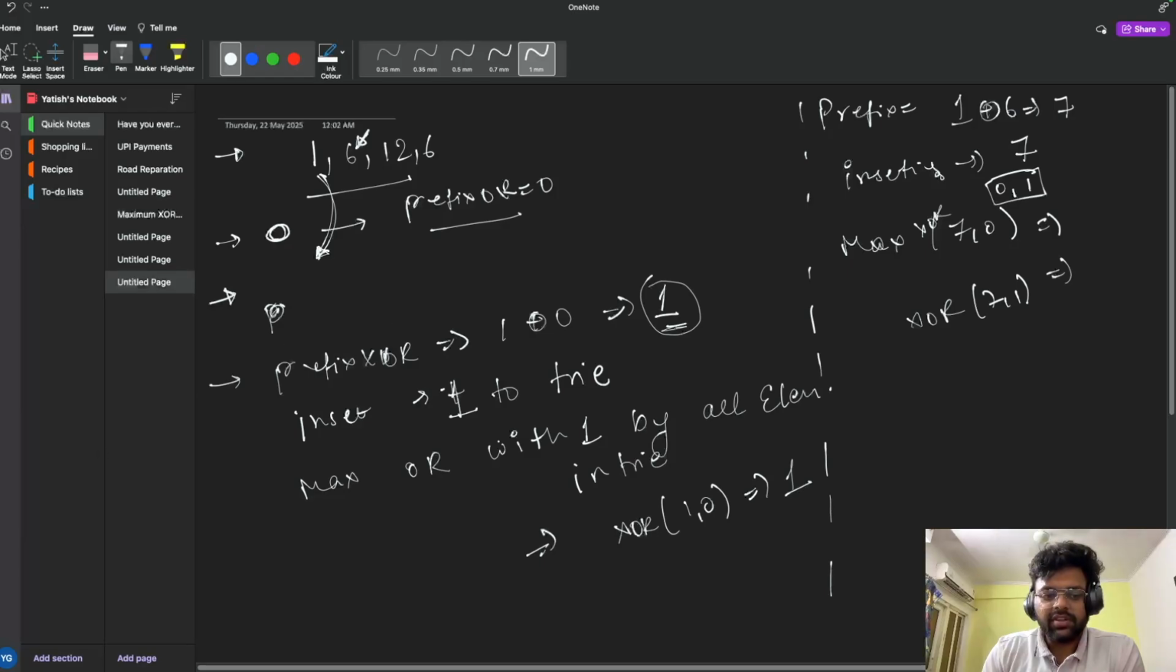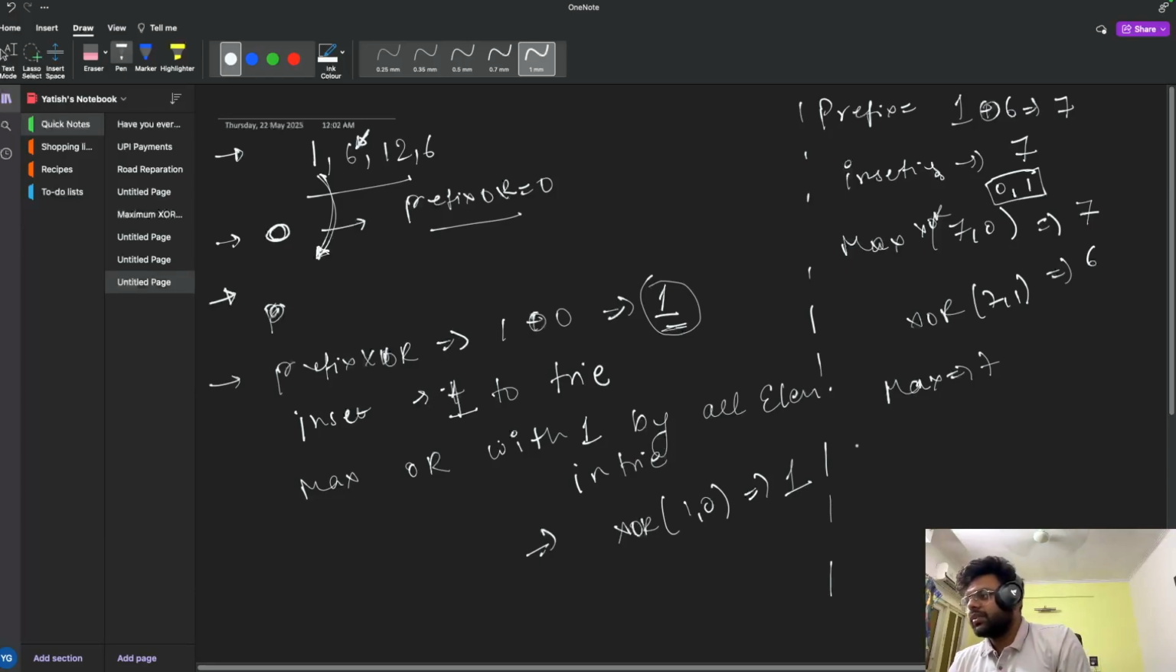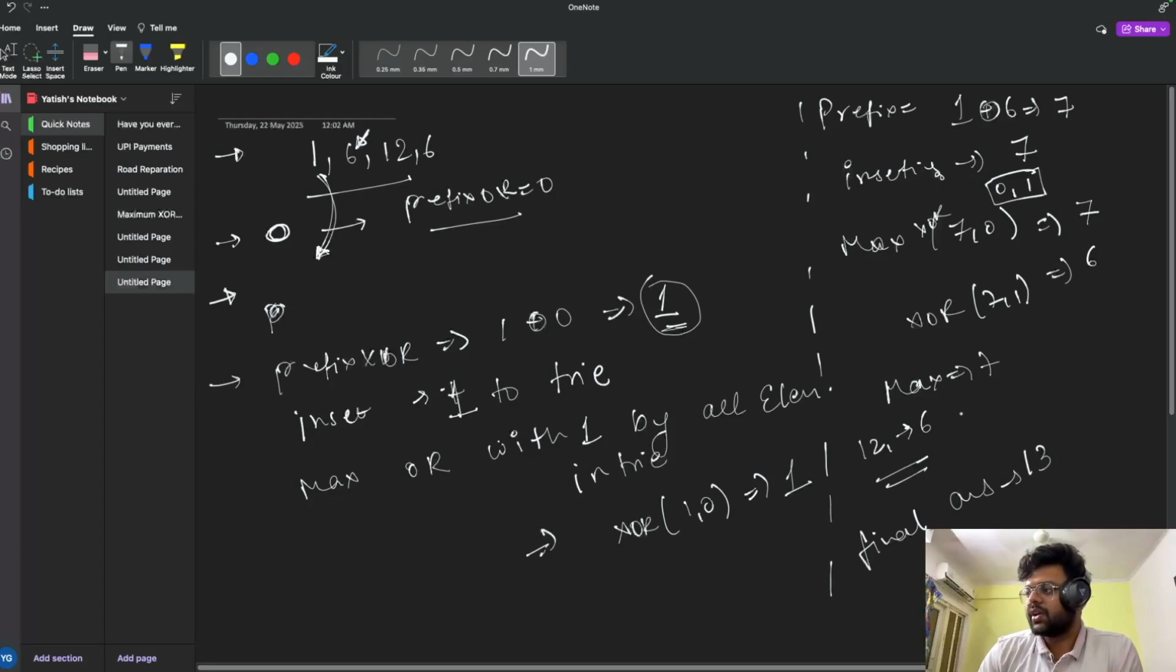Doing XOR with these both elements, for 7, 0 we would actually be getting 7, and for this we would be getting 6. So our max would be 7. And now when we go for 12 and then for 6 again, our final answer would actually be 13. And I guess this is the answer that we want.